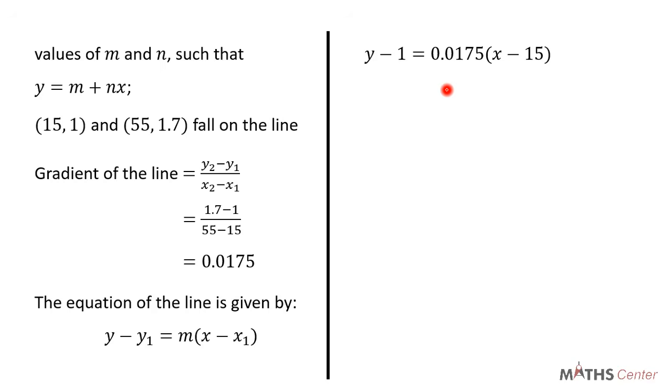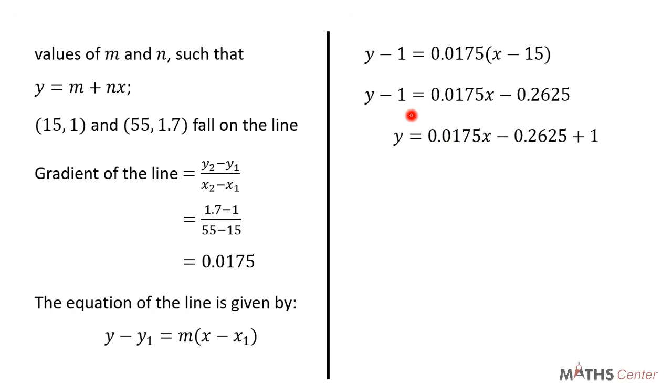Let's open the bracket here. This gives us y minus 1 is equal to 0.0175x minus 0.2625. When you simplify this, you have y is equal to 0.0175x minus 0.2625 plus 1. This gives us y is equal to 0.0175x plus 0.7375.